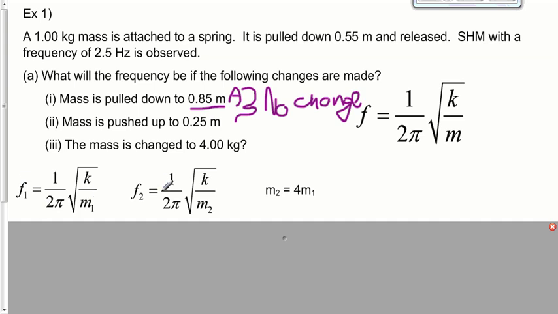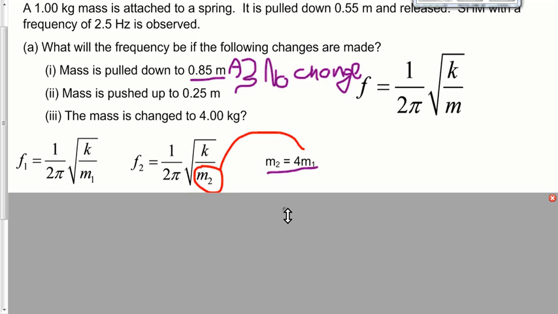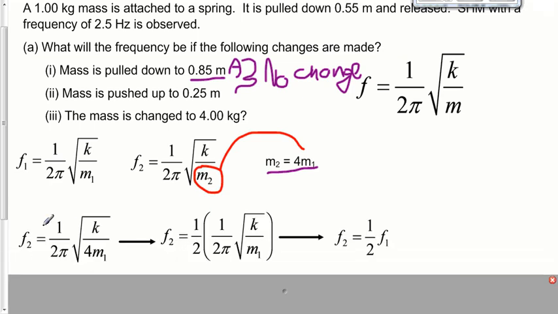And I can do the same thing for F2 once I've made the changes. Just the second mass gives me the second frequency. And we also know that the mass of the second one is equal to 4 times the mass of the first one. So what I can do is replace M2 with 4M1. So I'm going to write it like this. And if we work it through and get rid of this 4 and bring it to the front, I'm taking the square root of 4, so that's going to be 2, and it's on the bottom of a fraction. So I can write F2 just like this, that F2 is a half of 1 over 2 pi root k over m.